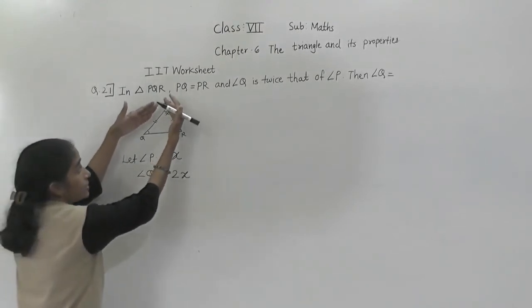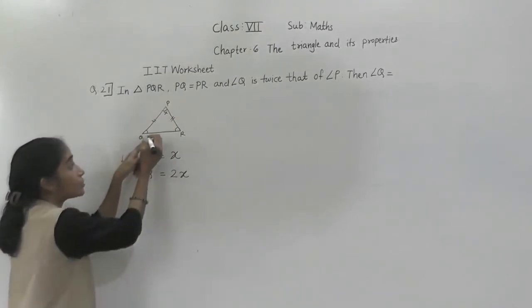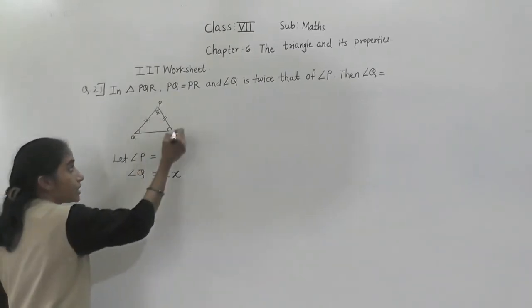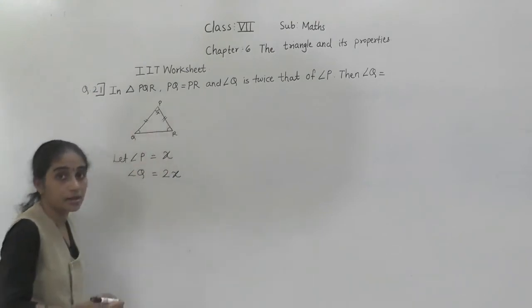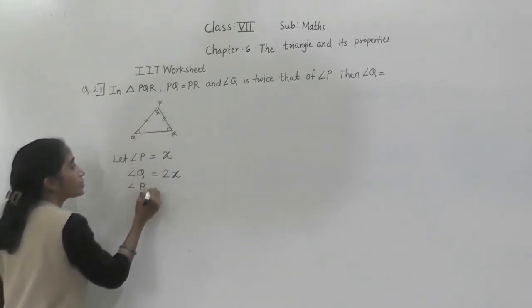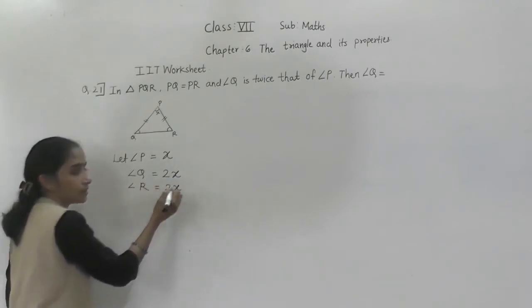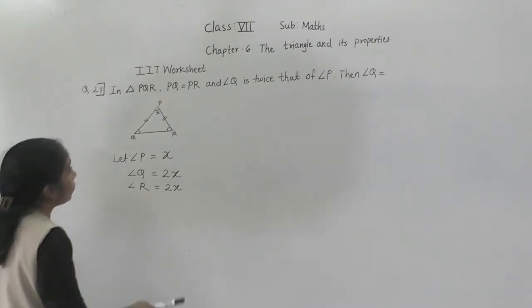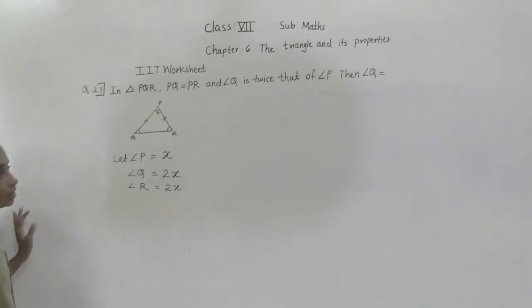Why? See, this is an isosceles triangle, and in an isosceles triangle, the base angles are equal. So if angle Q is 2X, then angle R is also 2X. Okay. Now we have to find the angle Q.